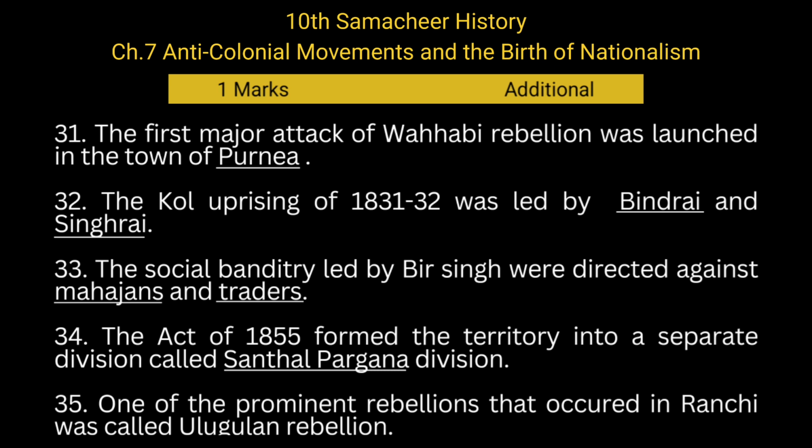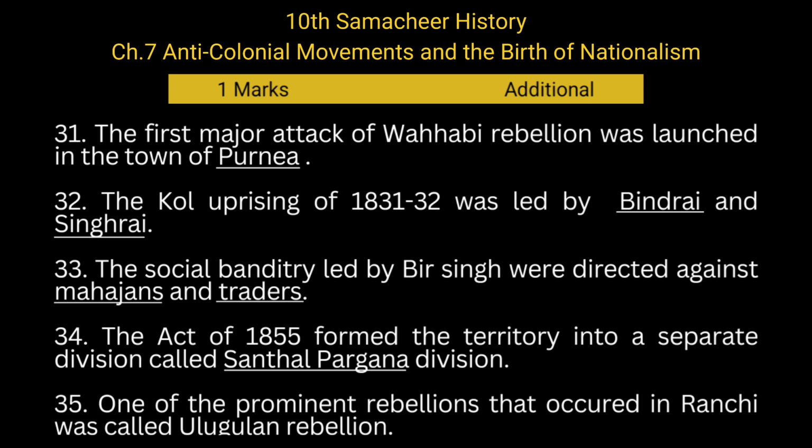The Kol uprising of 1831 to 32 was led by Bindrai and Singrai. The social banditry led by Bir Singh was directed against Mahajans and traders. The Act of 1855 formed the territory into a separate division called Santhal Pargana Division.